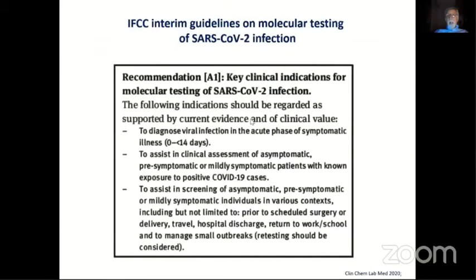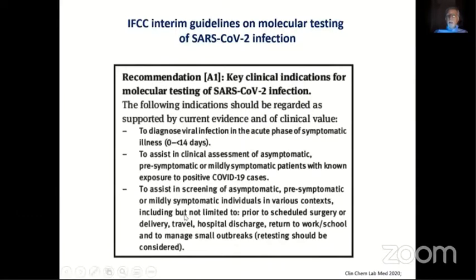This is our other recommendation, always by the IACC, and the clinical indication for molecular testing for the SARS-CoV-2 infection. The following indications should be regarded as supported by current evidence of clinical value. First, it is important to diagnose the viral infection in the acute phase of symptomatic illness. This means as soon as possible to avoid the dissemination of the infection.